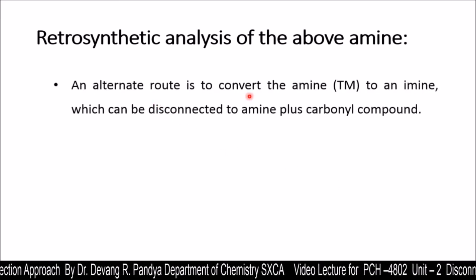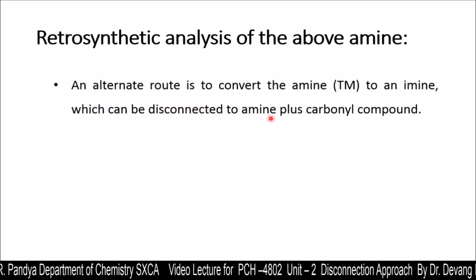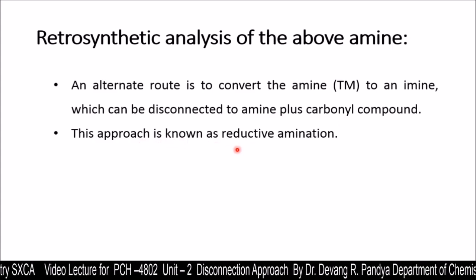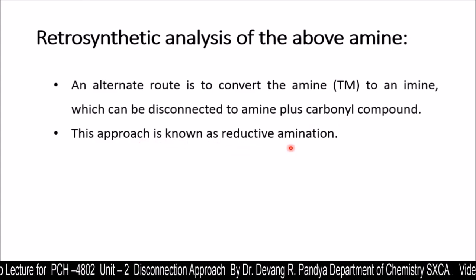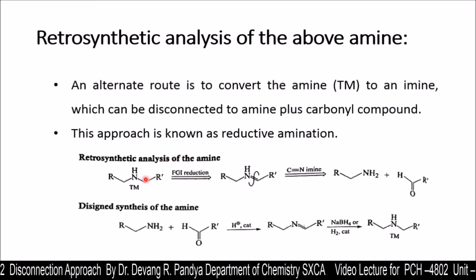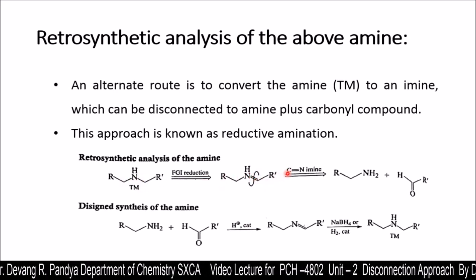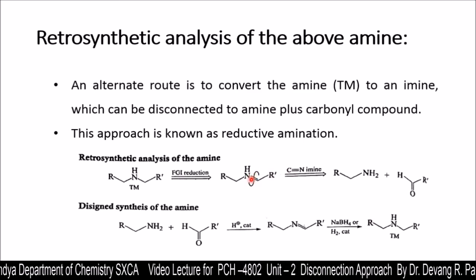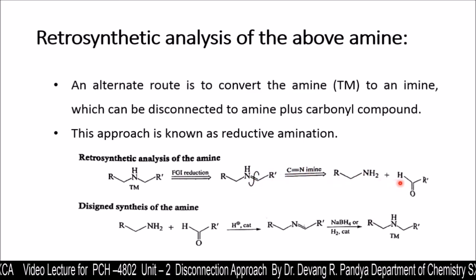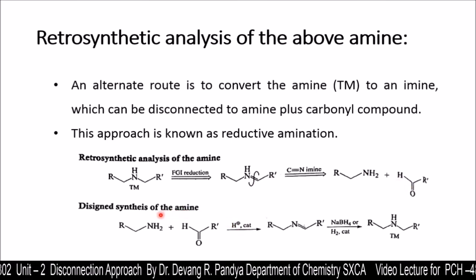Now an alternate route is to convert the amine to an imine, which can be disconnected to amine plus carbonyl compound. This approach is known as reductive amination. So here in the retrosynthetic analysis, by functional group interconversion, we put here a double line, unsaturation would be there, so it is converted into amine nitrogen. Now we are going to put a wiggly line over here to disconnect this amine nitrogen. We are going to get this amine and this aldehyde as well.